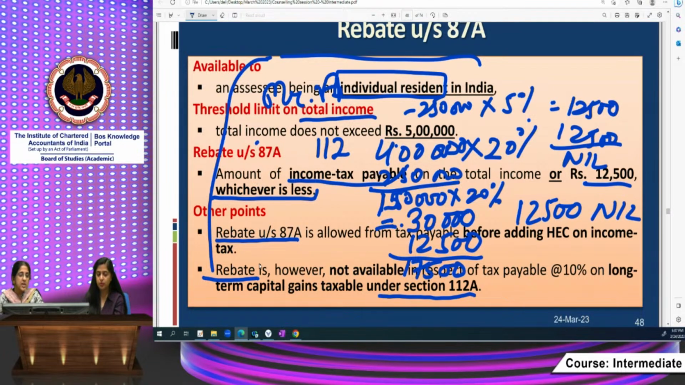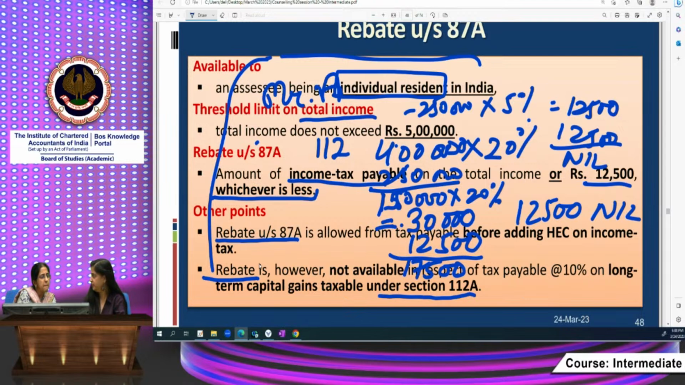So this is not available in respect of 112A, but it's available in respect of 111A and 112. I hope till now everything is clear to you. In case some doubt is there, you can ask, and then we'll go in for a 5-minute break.